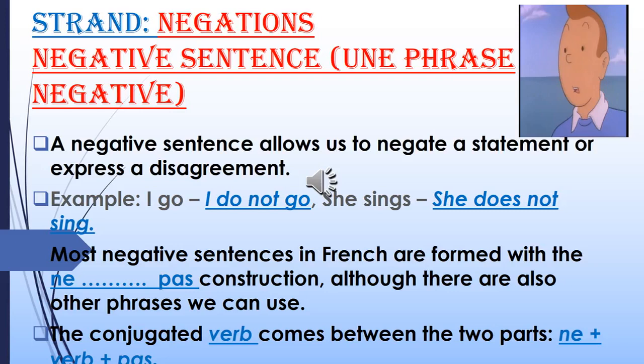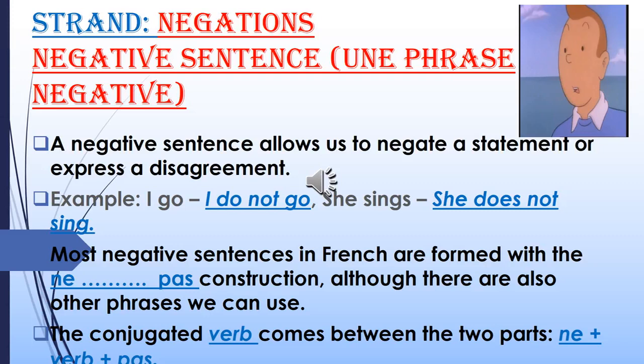For example, I can say I go, and the negation for I go will be I do not go. She sings. The negation for she sings will be she does not sing. We have more examples. He comes. The negation will be he does not come. They dance at church. They do not dance at church. I climb the tree. The negation will be I do not climb the tree. And so on.